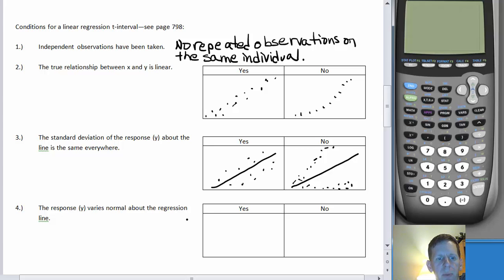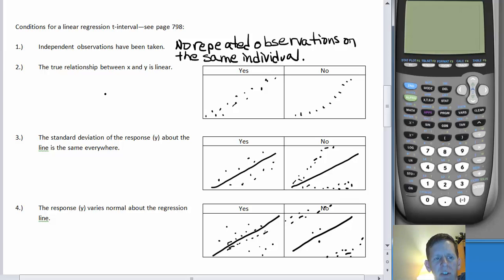The fourth condition is that the response varies normally about the regression line. The idea that we're talking about here is that, similar to a bell curve, what we would expect is toward the middle, you're going to see a majority of the points. So just like we see on a normal curve, a majority of the points are close to the center. As you get further away from the center, fewer and fewer points. So most of the points, again, are pretty close to the line, and as you get farther away from the line, fewer and fewer points. What we want to avoid is a situation where we only have a few points that are close to the line, and a majority of the points are farther away from the line. Maybe like a situation like this.